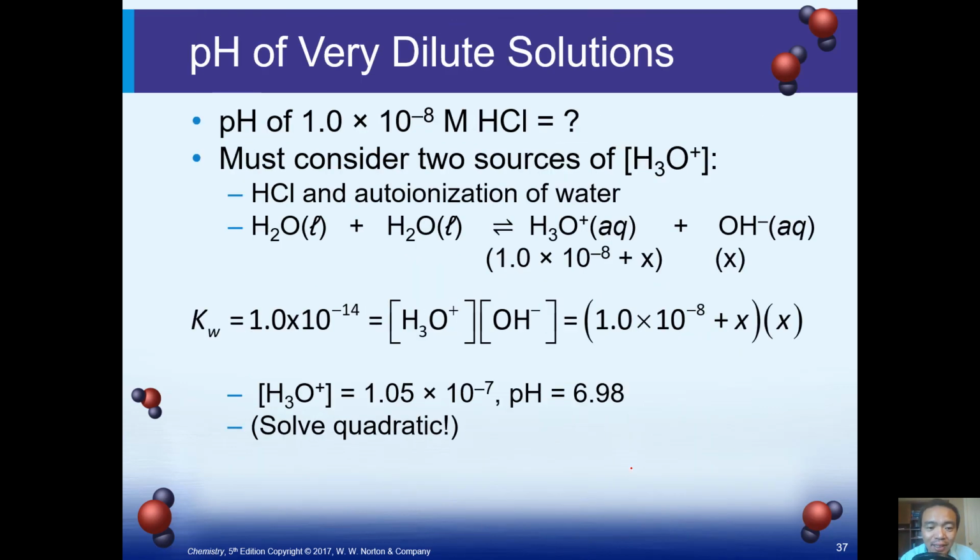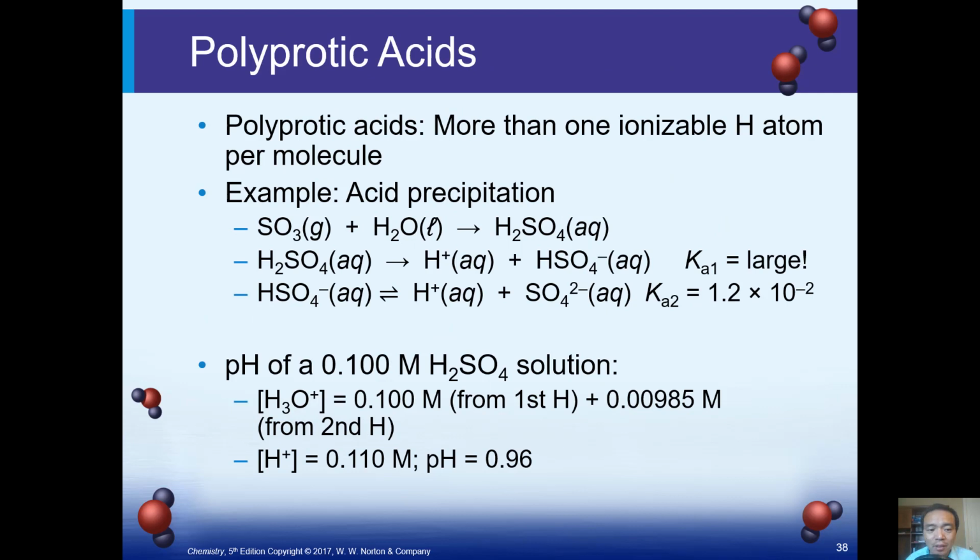For the pH of very dilute solutions, we have to consider the hydronium ion coming from the water autoionization, because in this case, that is significant. For all the previous cases we discussed, the water autoionization contribution has been neglected. Let's quickly go over this example of the dilute acid, the extremely dilute acid. Okay.